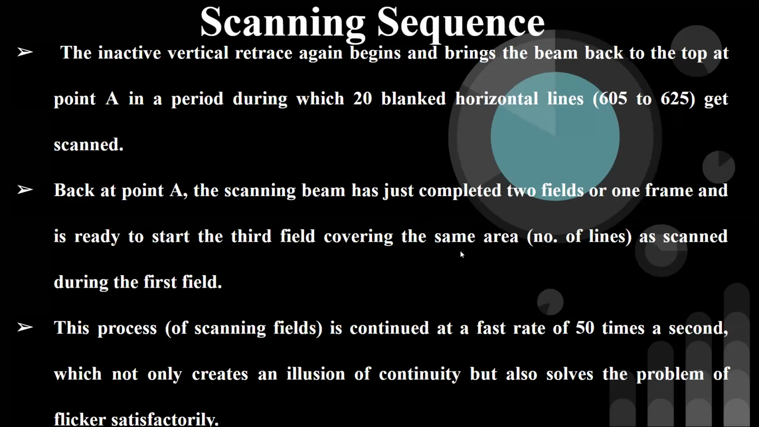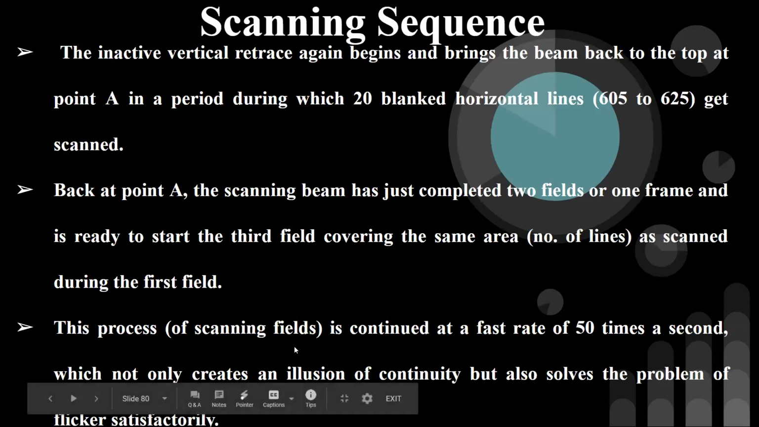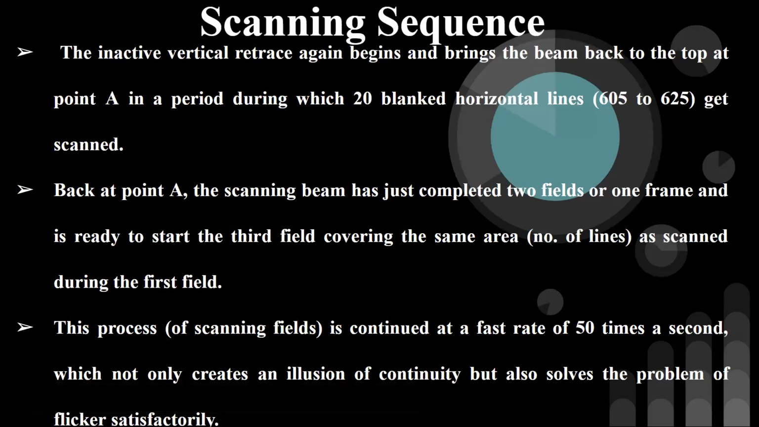So therefore the number of lines scanned during the first field. So this process is continued at the field rate of 50 times a second, which not only creates the illusion of continuity, but also solves the problem where flicker is satisfactorily avoided.